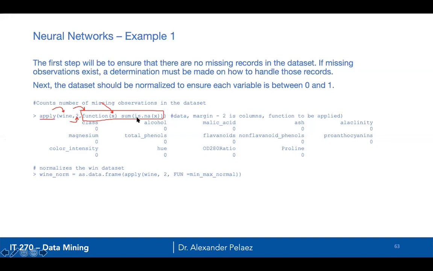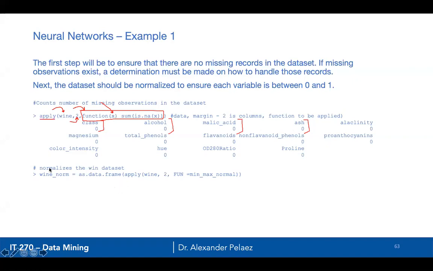And what it will do is look at every column, determine whether or not it has any NAs, count them up or sum them up, and give you the result. And that's why we see here the class field has no NAs, alcohol has no NAs, malic acid has no NAs, ash has no NAs, and so forth.